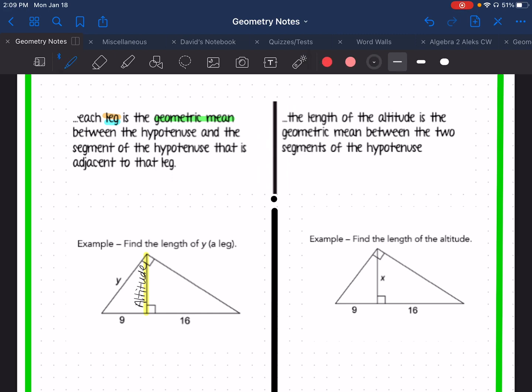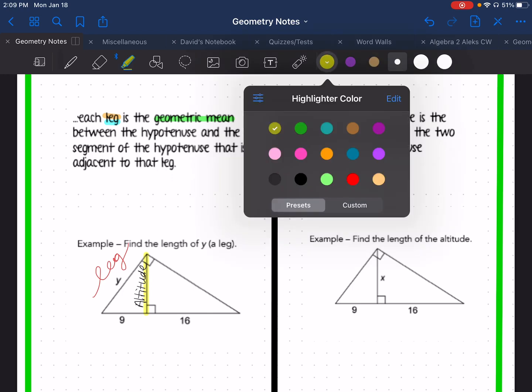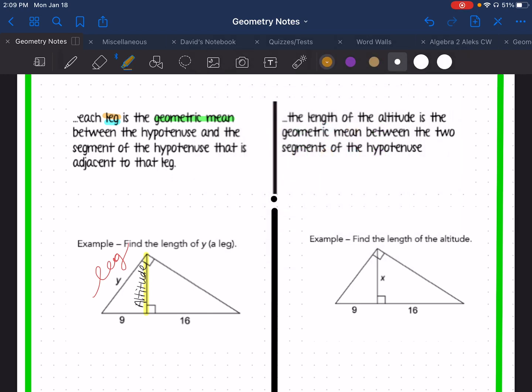Okay, so that means that one of my legs is. So here's my leg over here on this side, and it has a variable with it. So I'm not even going to mark the other leg because this is my geometric mean. I'm going to go ahead and grab that orange color that I used in the top. This is my geometric mean.